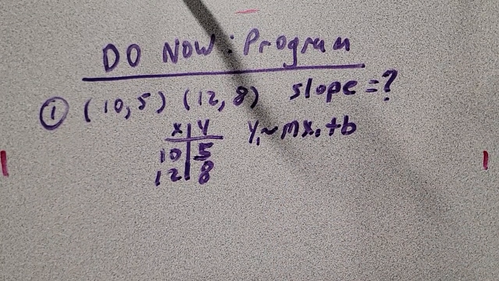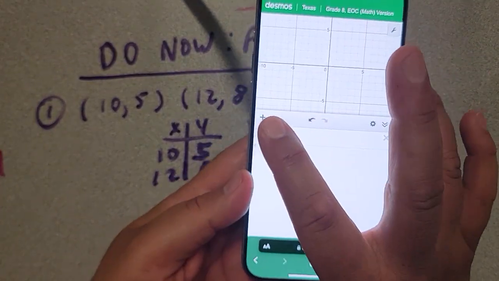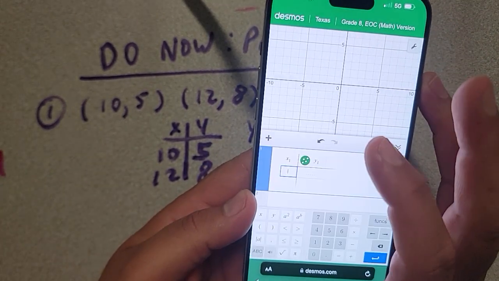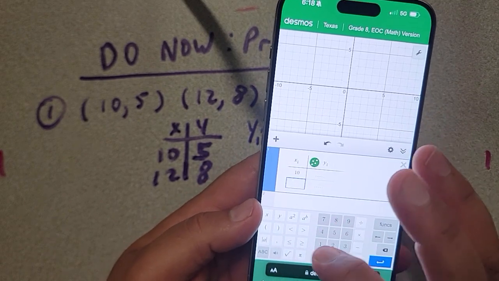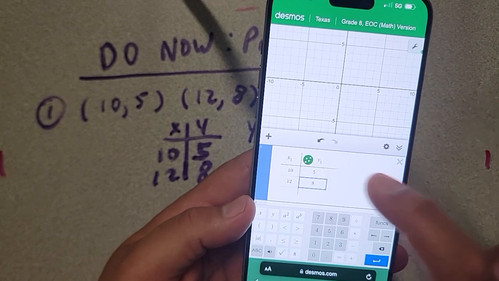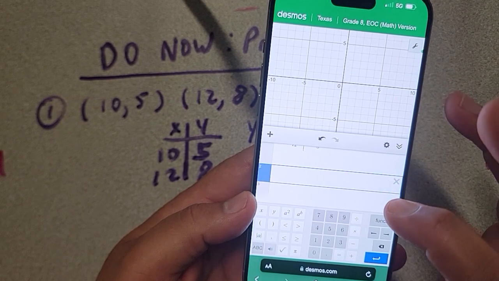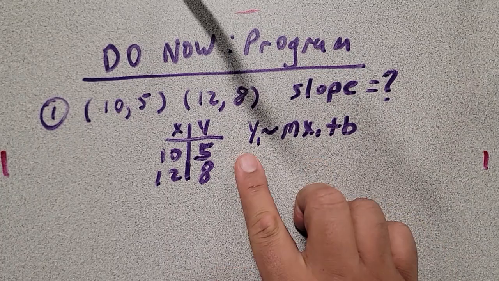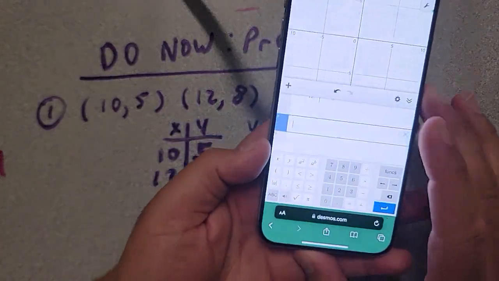So on your Desmos calculator, what you're going to do is you want to go to where the plus sign is. All right, so let me hit my plus. I want to hit table. And then I'm going to type in whatever I have here. So I have 10, 12, and on the other side I have 5 and 8. So once I type in my table, I'm going to go to the next line. And then this is where I'm going to go ahead and insert my programming. So y1 has to go first. All right, so we have y1.